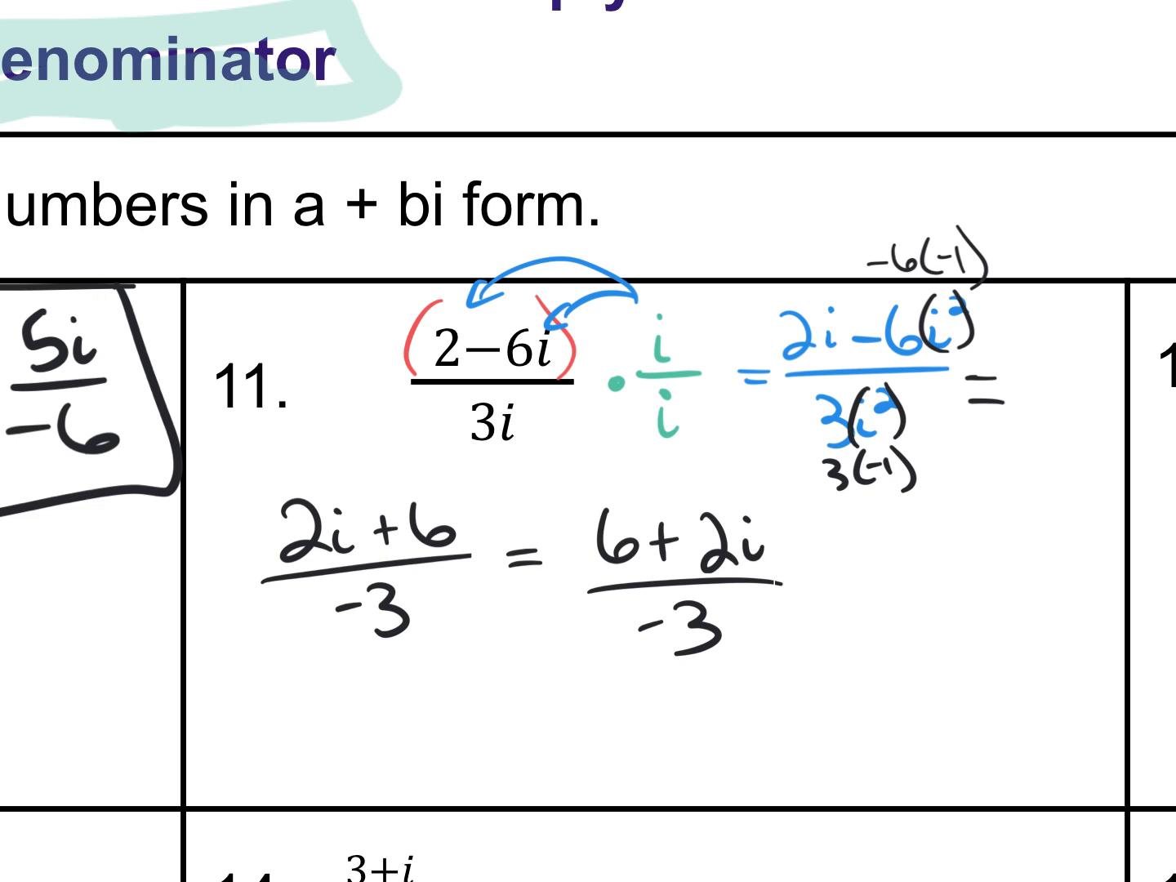And then from here, like we did with our radicals, if we could reduce our coefficients, we would reduce our coefficients, right? So if you have more than one term, you need to check to see if there is something that goes into all three of them. In this case, nothing will go into all three of those values, 6, 2, and -3. So we're gonna leave it just like that.